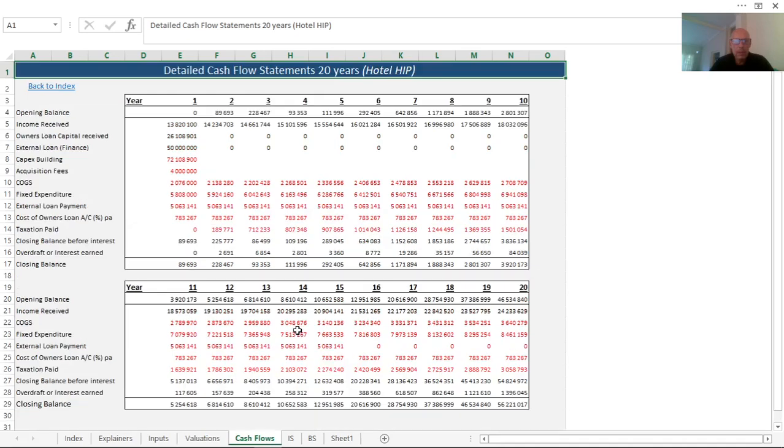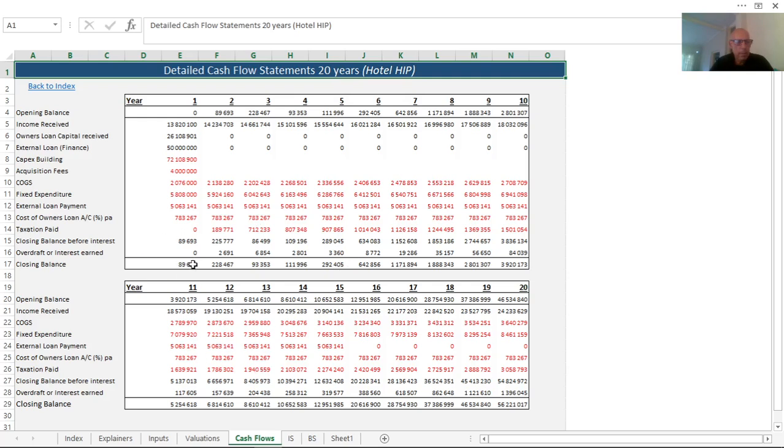You have 20 years of cash flow statements. Detailed cash flow statements will show you what the owner's loan capital received was, your external loan financing received, your capex of your building, acquisition fees, cost of goods sold, etc., all running through. So you are able to view your exact cash position on this valuation model year by year for 20 years.